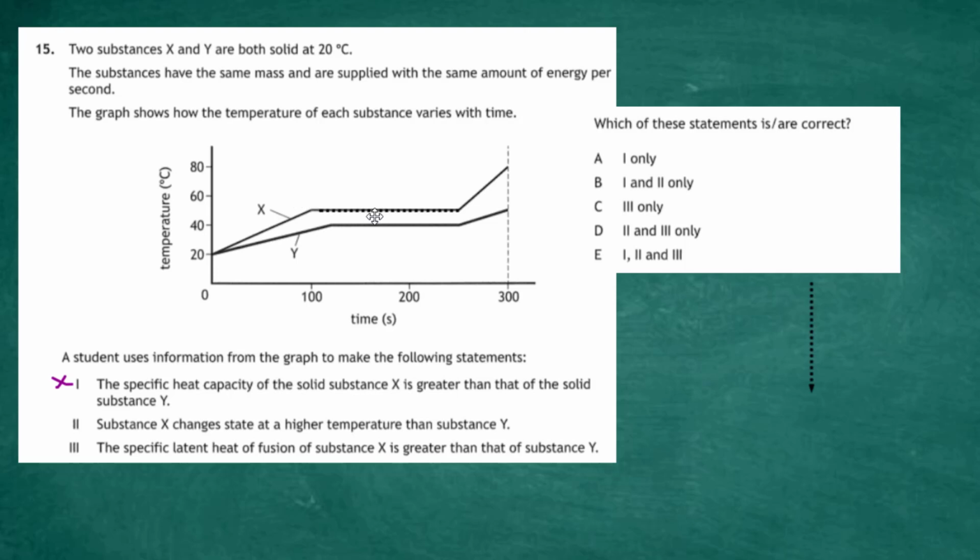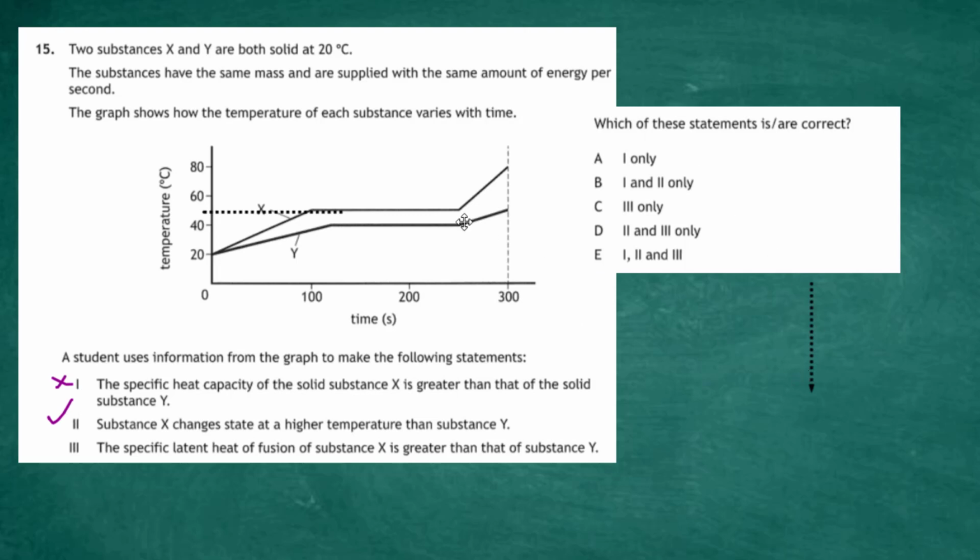But you can see substance X changes state, if we slide it along, at about, say, 50 degrees. And substance Y, if we go along that flat line, changes state at the beginning of 40. So we're correct in saying that substance X is going to change state at a higher temperature. You can see the changing state area there, and that corresponds to a temperature of 50 degrees. So statement 2 is going to be correct, because substance X changes state at a higher temperature than Y. So that's going to be our correct statement.